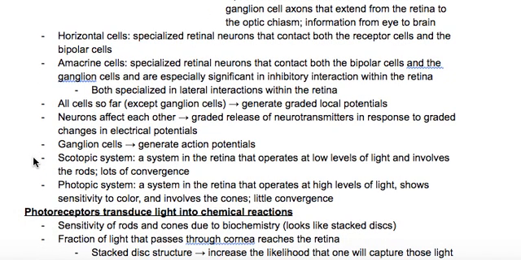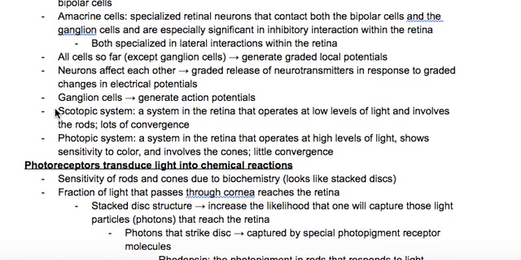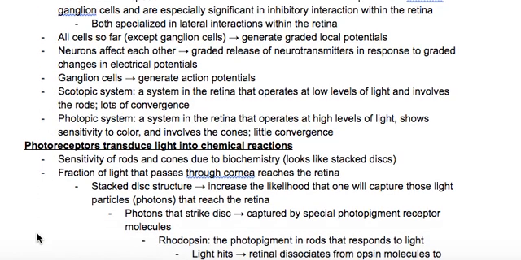All cells so far, except for ganglion cells, generate graded local potentials. Neurons affect each other with these graded releases of neurotransmitters in response to graded changes in electrical potentials. In opposition to all the cells that were discussed so far, ganglion cells generate action potentials. There are two different types of systems. There's the scotopic system, which operates best at low levels of light and mostly involves the rods. Then there's the photopic system, which mostly involves the cones, and it is sensitive to color.